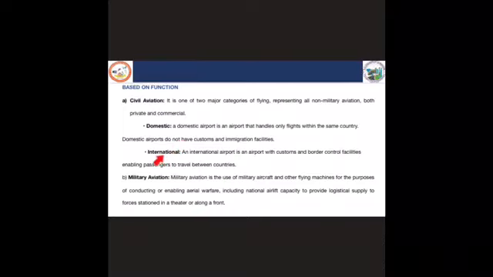The second type of civil aviation airports are the international airports, which have customs and border control facilities enabling passengers to travel within or between countries. And the second type of airports is military aviation, where the airports are meant for military aircraft, flying machines for the purpose of conducting or enabling aerial warfare, including the national airlift capacity to provide logistical supply to the force sustained in the theater or along a front.